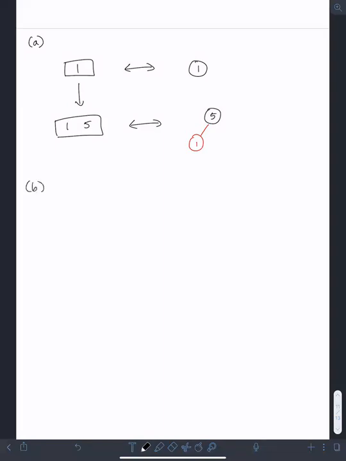Okay, for part B, we want to insert 6 into this 2-3 tree. Now it's a matter of deciding where we need to insert, the same thing as with BST. So we walk from the root, okay, 6 is bigger than 5, so we need to go to the right child, and we need to insert it somewhere here, right?